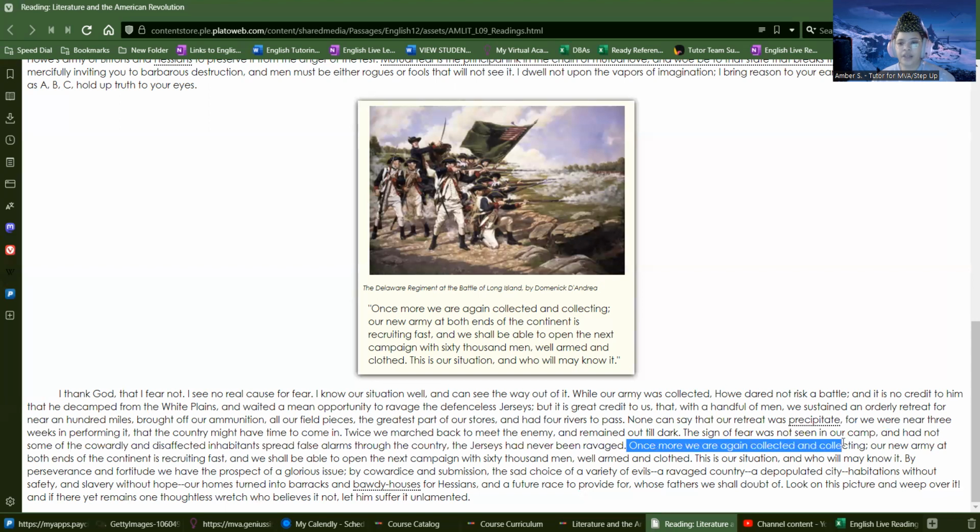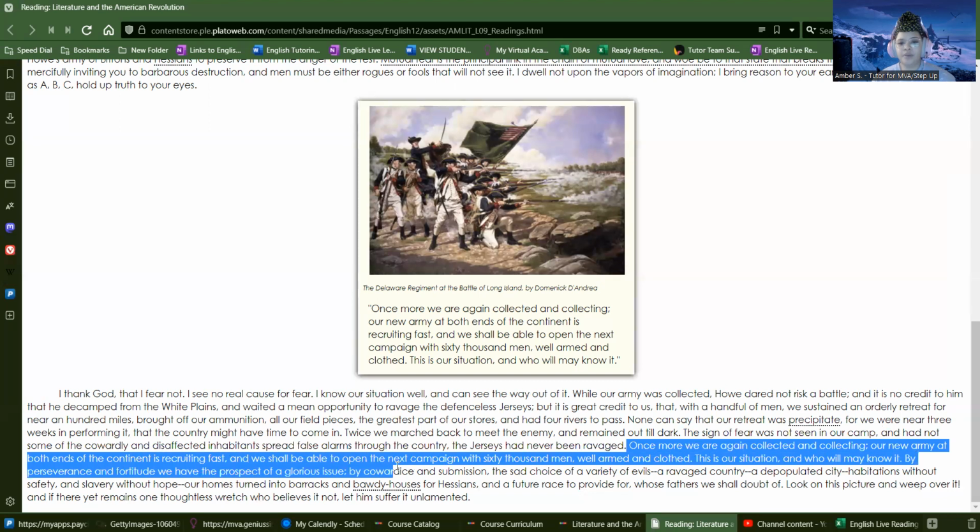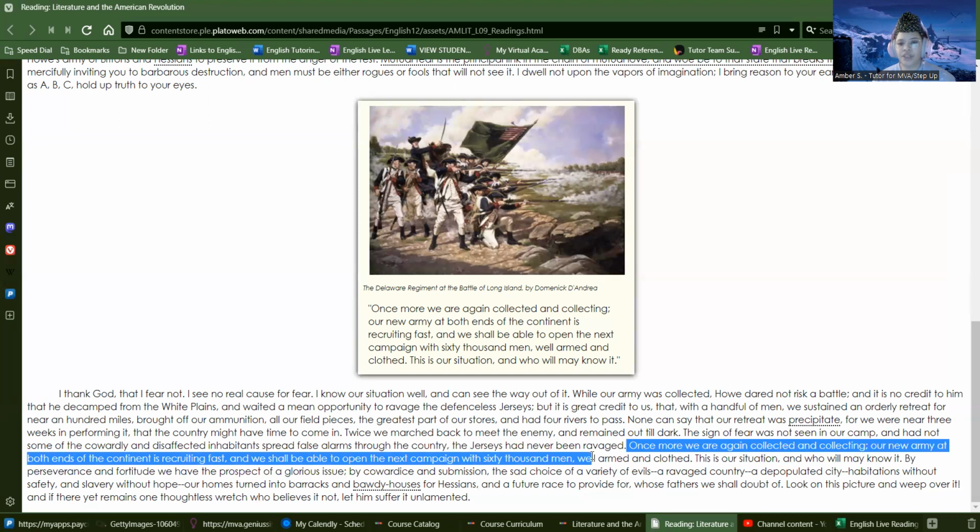Once more, we are again collected and collecting. Our new army at both ends of the continent is recruiting fast, and we shall be able to open up the next campaign with 60,000 men, well armed and clothed.